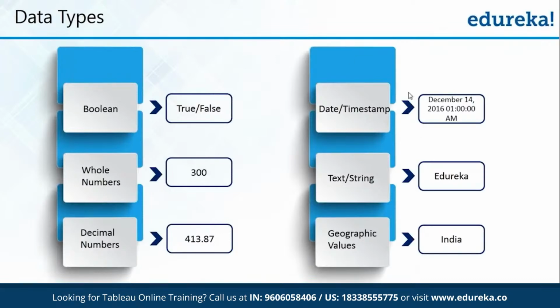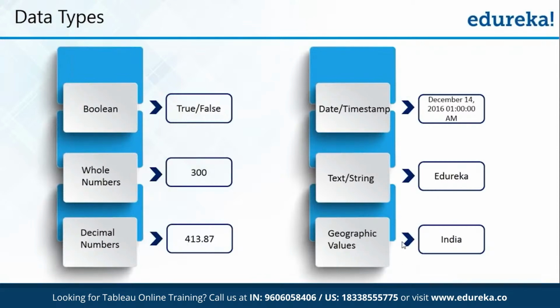Then you have a data type called date or date and timestamp. It means that it will specify the month, day, year, and also the time. So this is represented in this format. Next, it can also represent text or string.